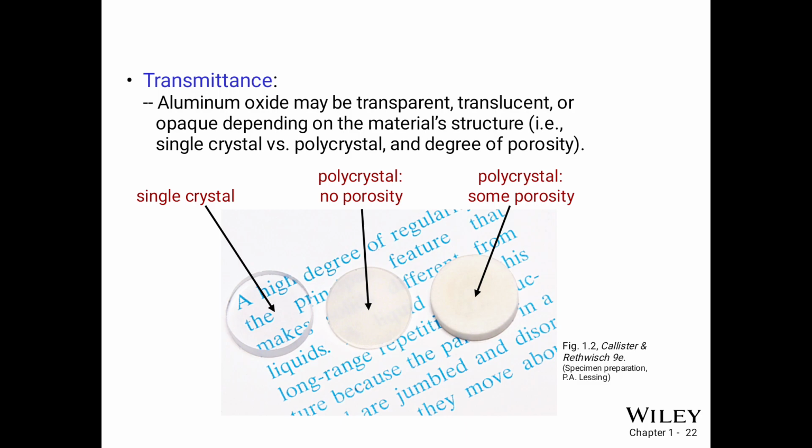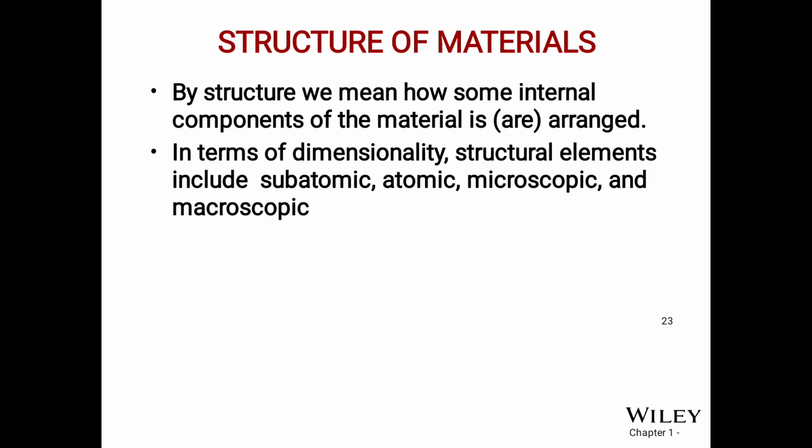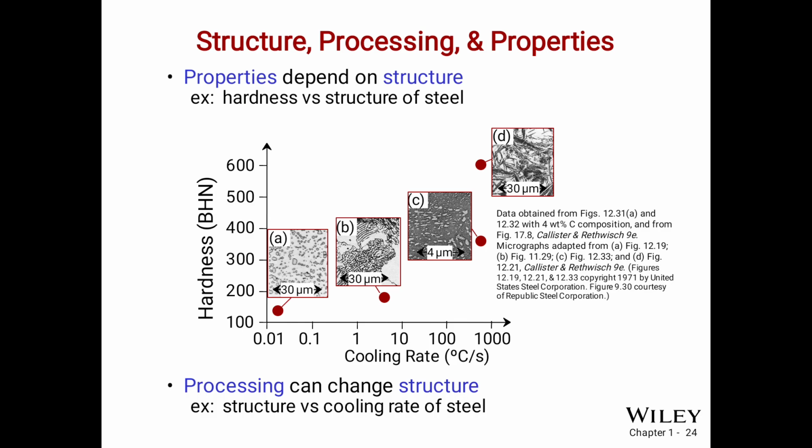Let us see the transmittance. Aluminium oxide may be transparent, translucent, or opaque depending on the material structure: single crystal versus polycrystal and degree of porosity. Structure of materials. By structure we mean how the internal components of a material are arranged. In terms of dimensionality, structural elements include subatomic, atomic, microscopic and macroscopic. Structure, processing, properties: properties depend on structure, for example, hardness versus structure of steel. Processing can change structure, for example, structure versus cooling rate of steel.